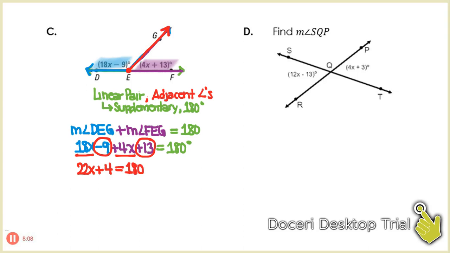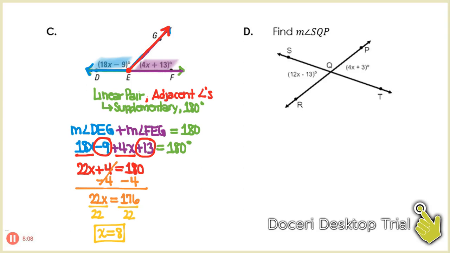So I'm going to undo my addition with subtraction. I'm going to subtract 4 from both sides to keep my equation balanced. That leaves me with 22x equals 176. And then I'm going to undo my multiplication with division, making sure I do that to both sides to keep my equation balanced. So I'm going to take 176 divided by 22, and we are left with x equaling 8. So my solution there is x equals 8.